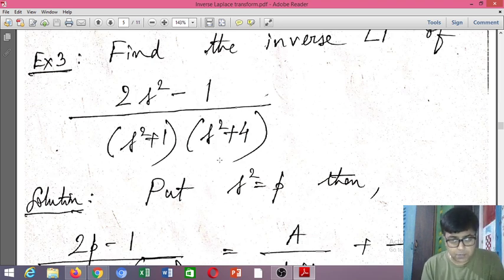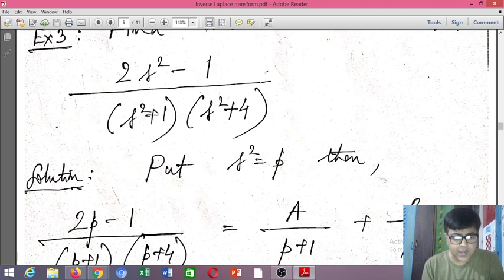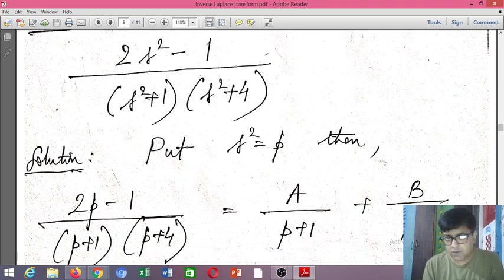I think all of you know about partial fractions. You have done a lot of partial fractions at your plus 2 level, so I'll be using it in this problem. But before I split this fraction partially, I make it simple. How can I make it simple? Since we have s square terms all over, the powers of s are all the same. I put s square as p. If I put s square as p, things become much easier. So this becomes 2p minus 1 divided by (p plus 1) into (p plus 4). Now it becomes much easier to split it partially.